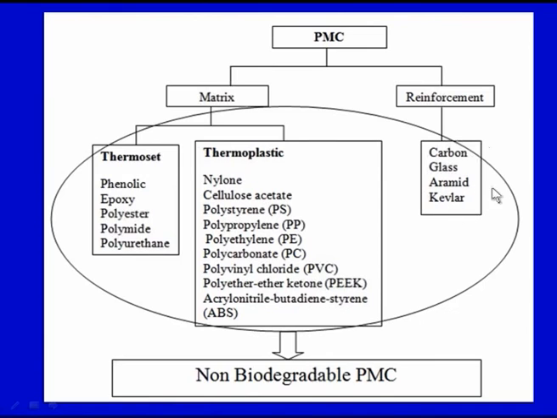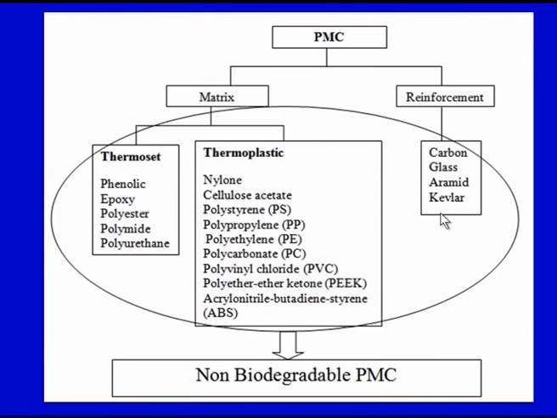Kevlar and aramid are one and the same thing. The technical name sometimes is Kevlar. So, we can have carbon, glass or aramid fibers. We have a matrix, we have a reinforcement, and these two things have to be clubbed together in order to make a composite material. The matrix material can be thermoset or thermoplastic.